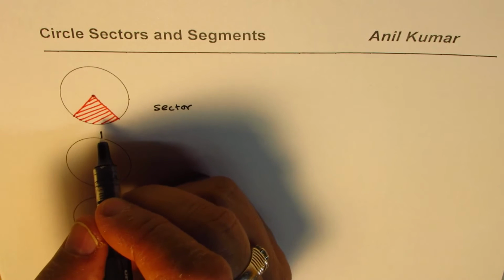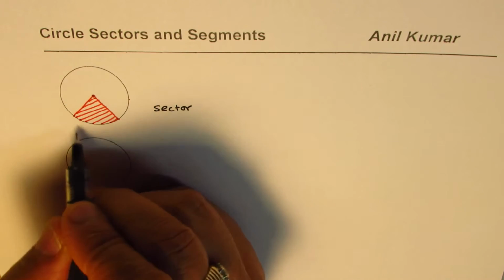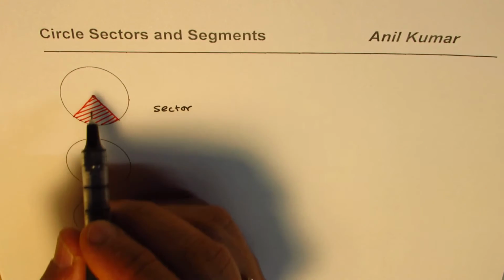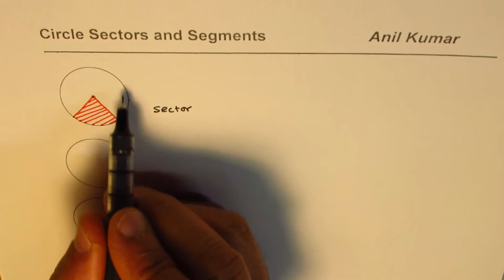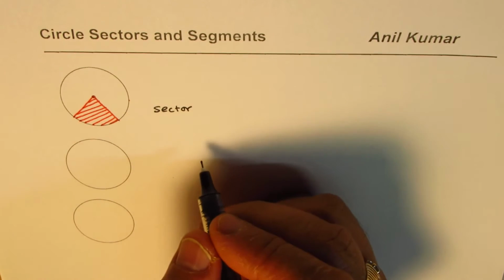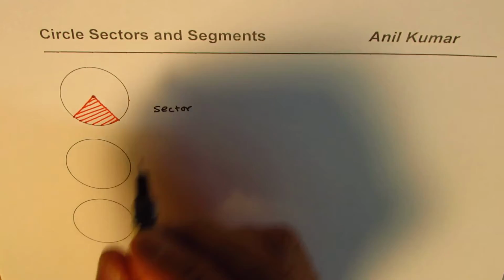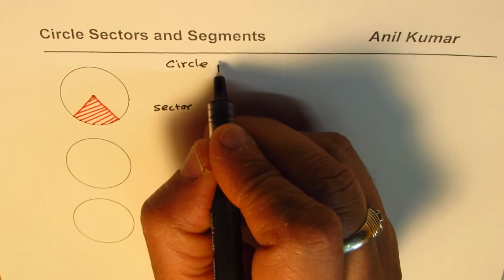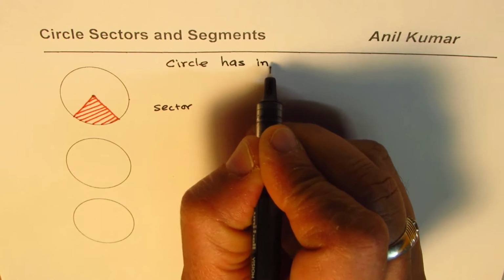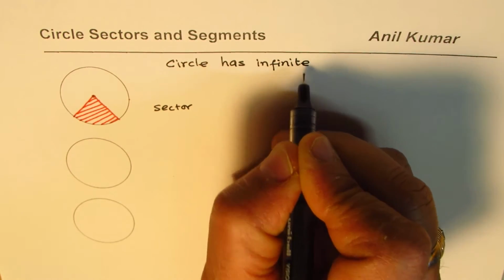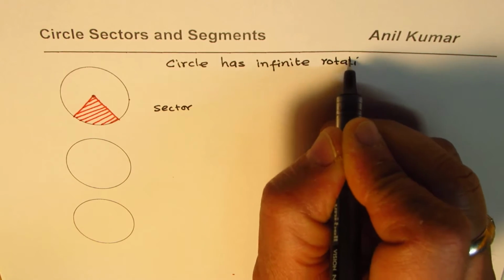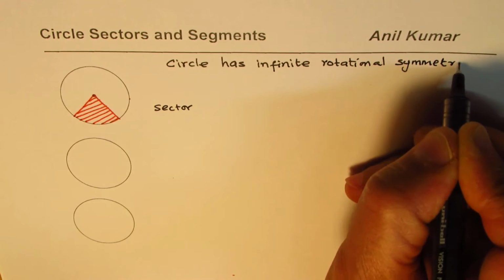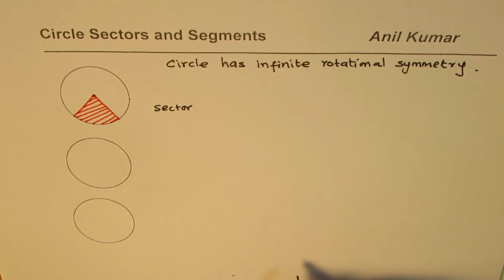Now, in this sector, we can always find the area of this sector. As you can see, the area of this sector is proportional to the area of the whole circle. A circle, as you know, has infinite symmetry, right? So an important point about a circle is that a circle has infinite rotational symmetry. That is very important to understand.